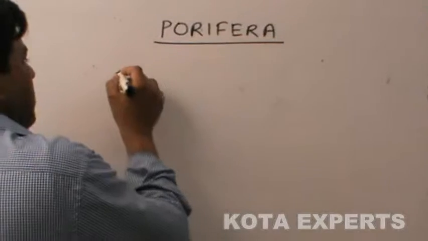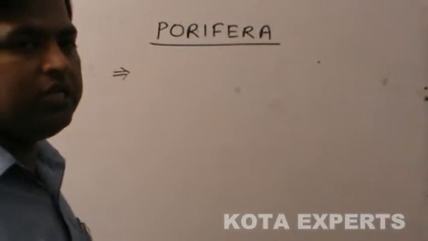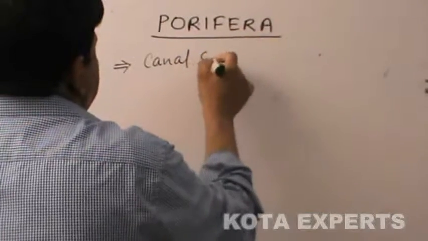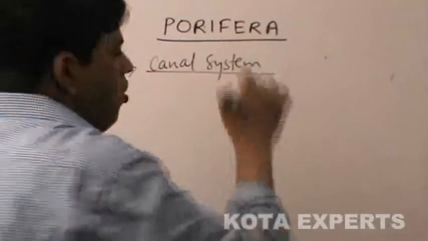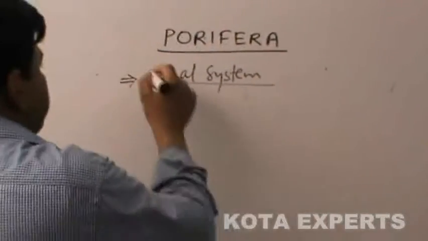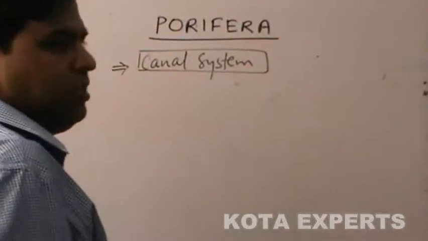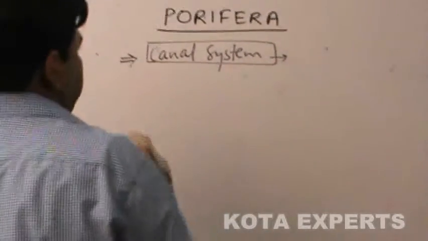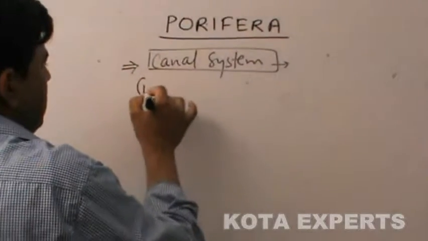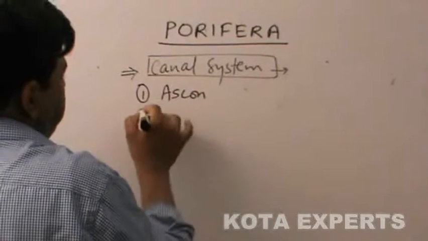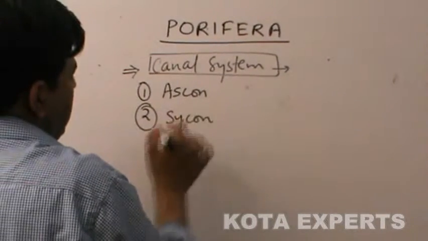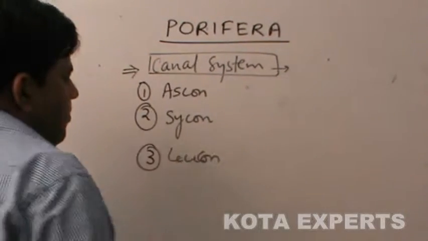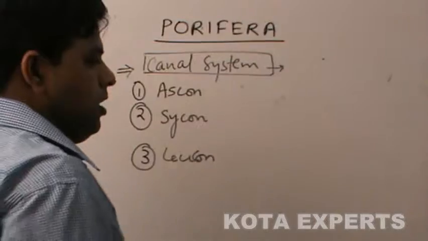Now these are acoelomate because no coelom is present. Now as far as the canal system is concerned, this is the characteristic feature of poriferans. Through this system it performs its respiration as well as feeding. These are of three types: number one, ascon type; number two, sycon type; and number three, leucon type.